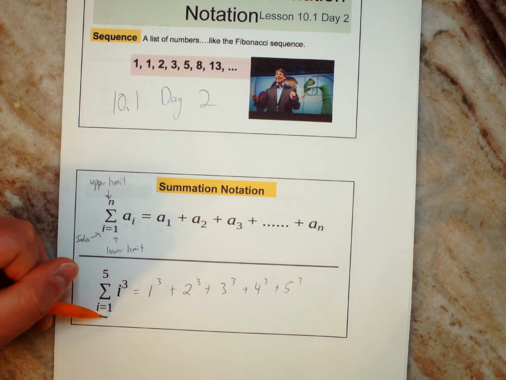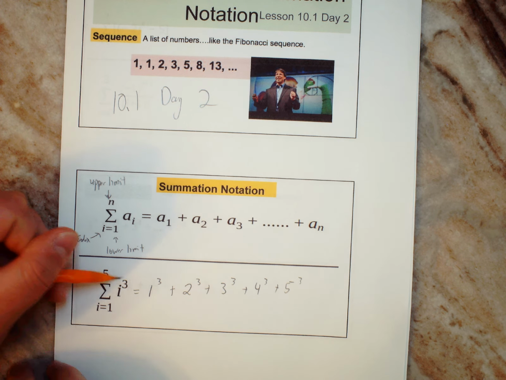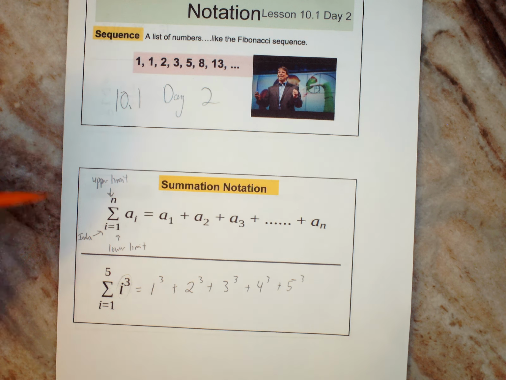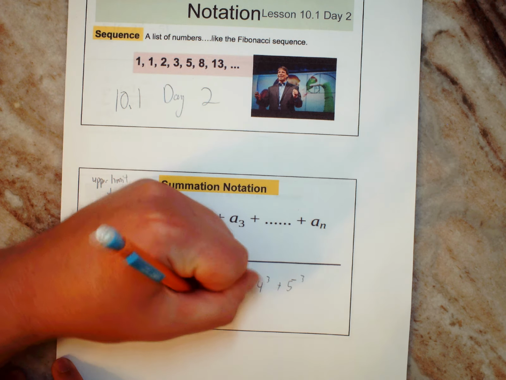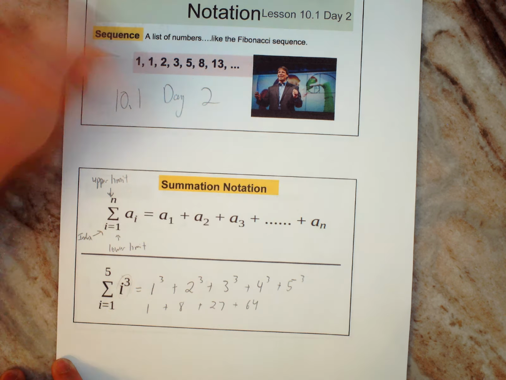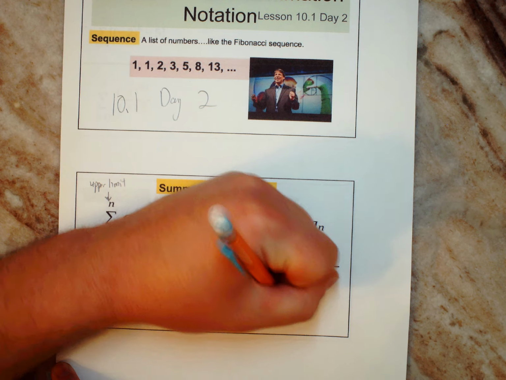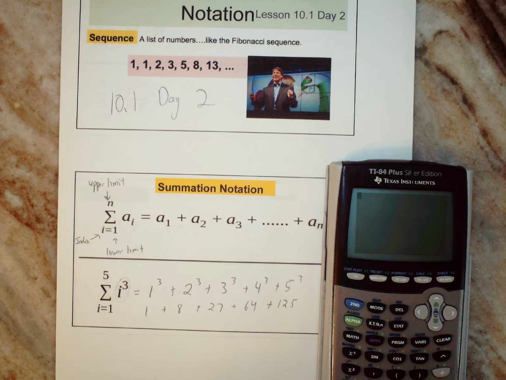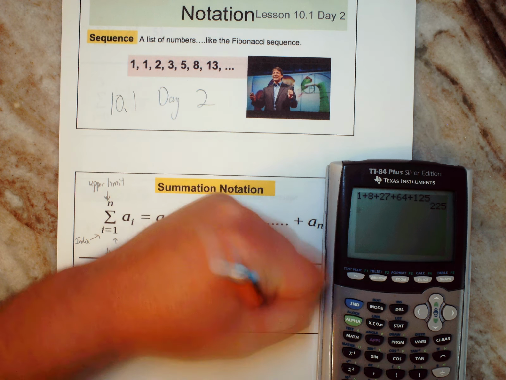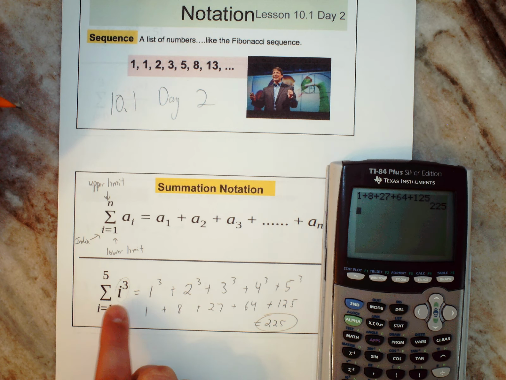So again, we started at 1 because that was our lower limit. We cube it because that's what the summation is telling us to do. And we go to 5. So 1 cubed is 1. 2 cubed is 8. 3 cubed is 27. 4 cubed is 64. 5 cubed is 125. And you're going to grab your handy dandy calculator here and just add them up. 1 plus 8 plus 27 plus 64 plus 125 equals 225. And that is the sum of the numbers i cubed from 1 to 5.